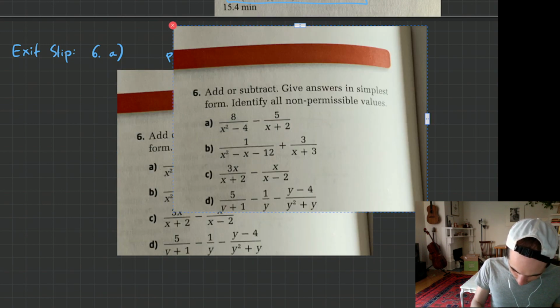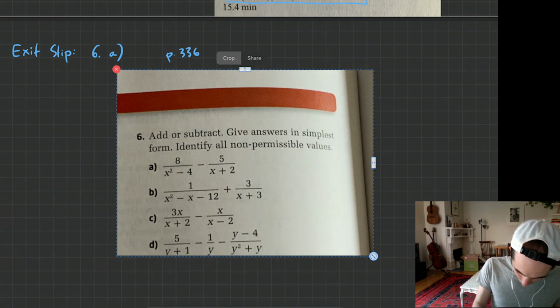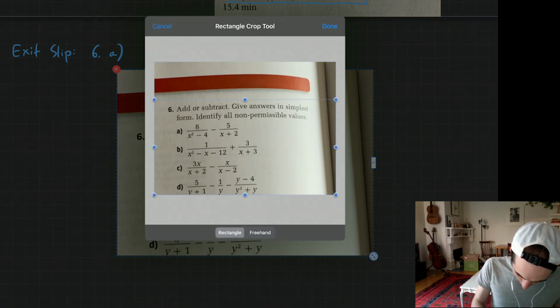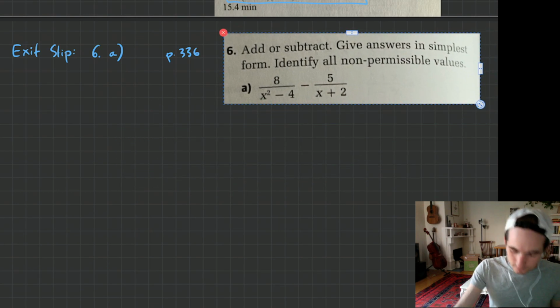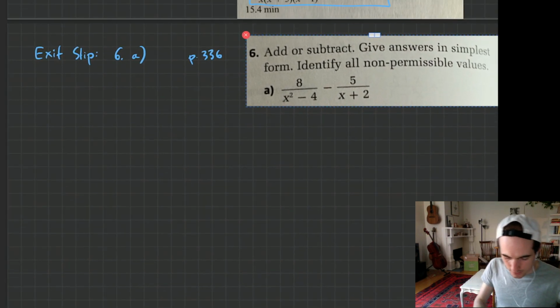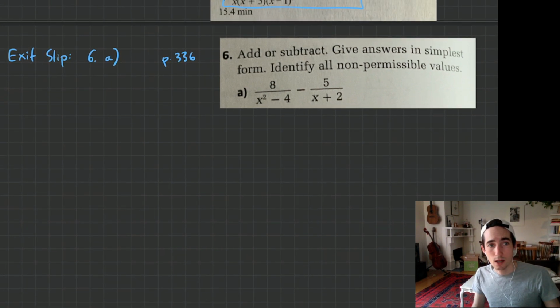336. 6A, here you go. There you go, so there it is. Remember, you may need to use Desmos to format your answer.